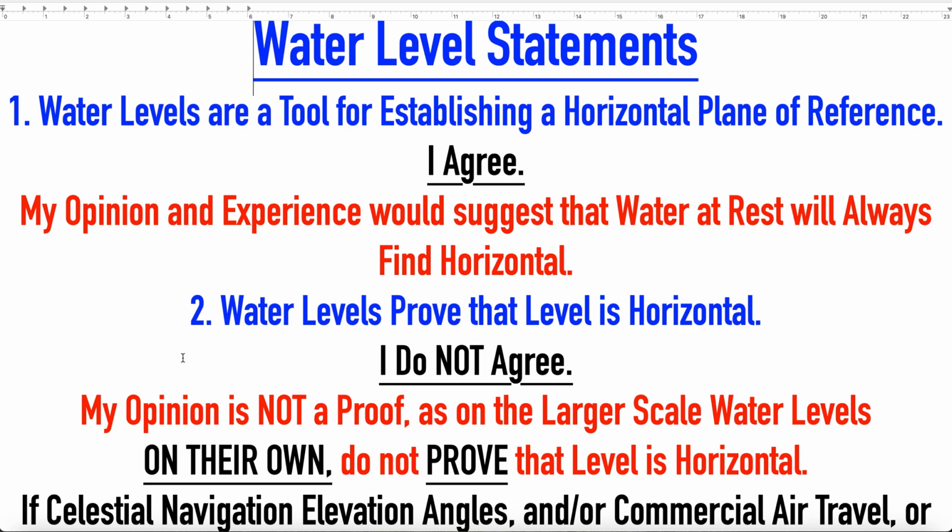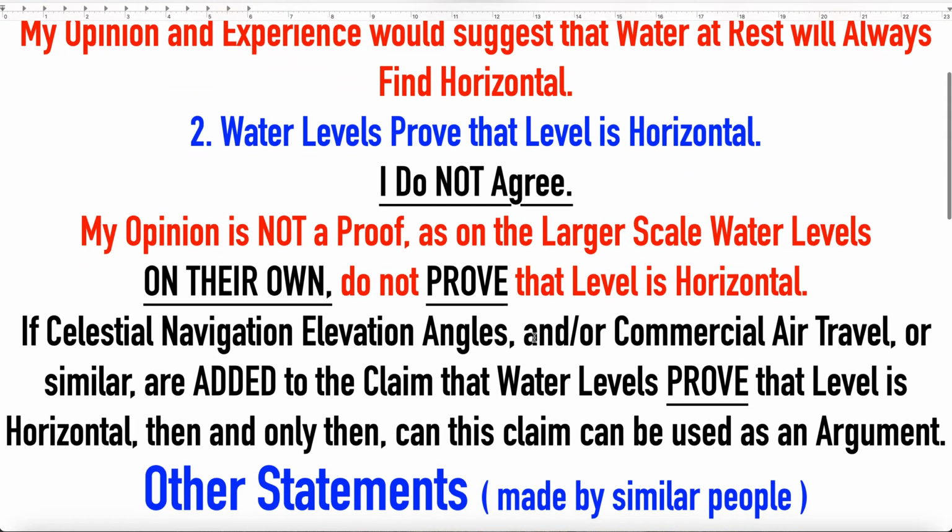But number 2, water levels prove that level is horizontal. I do not agree, right? My opinion is not a proof, as on the larger scale, water levels on their own, I must stress that, on their own, do not prove that level is horizontal. If celestial navigation elevation angles and or commercial air travel or similar are added to the claim that water levels prove that level is horizontal, then and only then can this claim be used as an argument. I'm going to show what I mean.